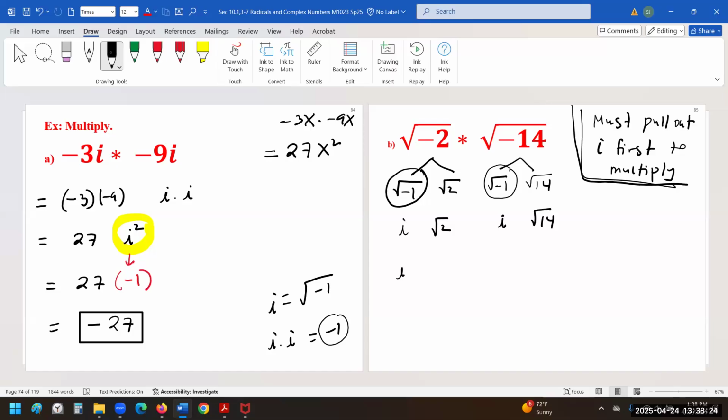So now we see we have i times i, and we have square root of 2 times square root of 14. Can we multiply the inside? What's the condition to multiply radicals? They have to have the same radical sign. And we do have the same radical sign, square root, square root. As long as you have the same radical, you keep the radical and you multiply the inside. 2 times 14, that gives us 28.